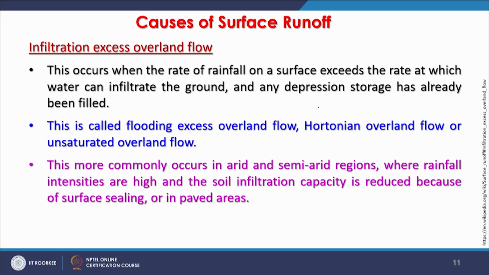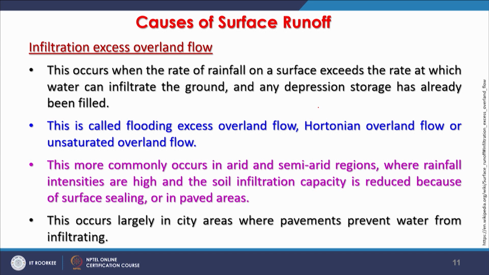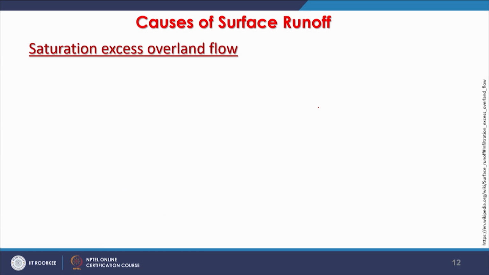It more commonly occurs in arid and semi-arid regions, with dry sand and little soil, mostly sand, like in desert areas where rainfall intensities are high and the soil infiltration capacity is reduced because of surface sealing or paved areas. There might be some paved areas in urban areas, and it also occurs largely in city areas where pavements prevent water from infiltrating.